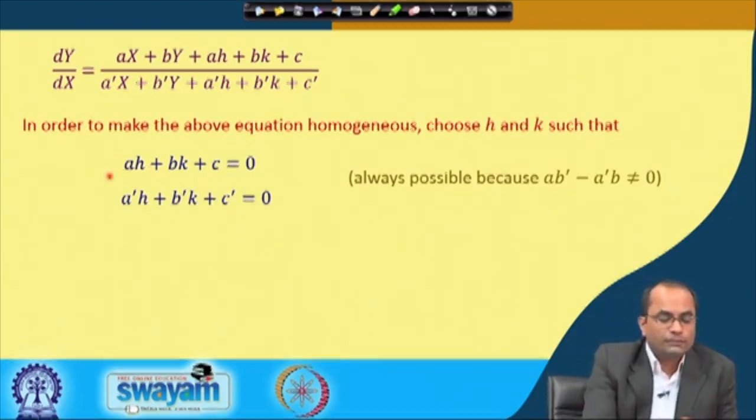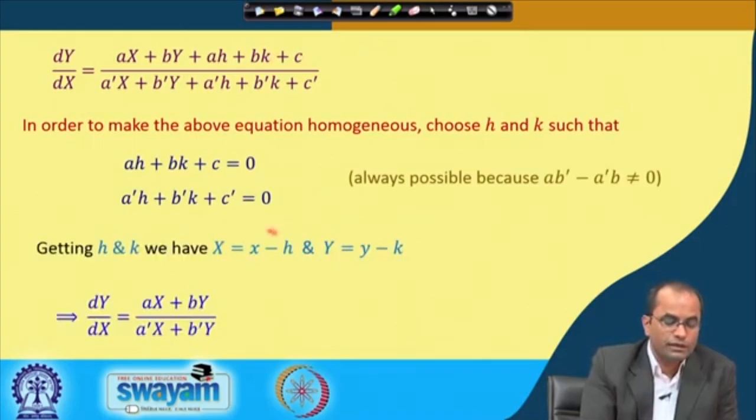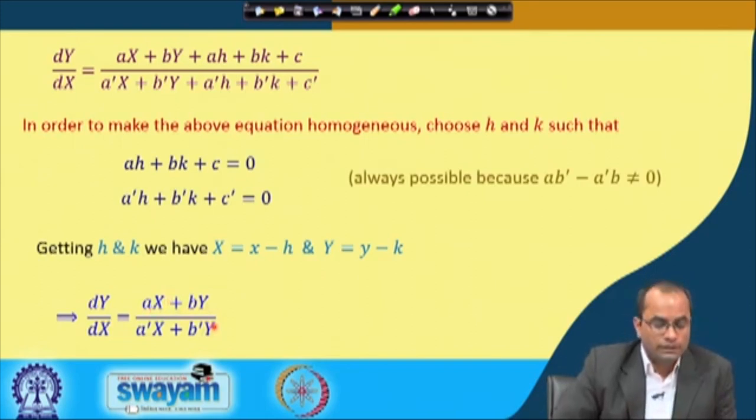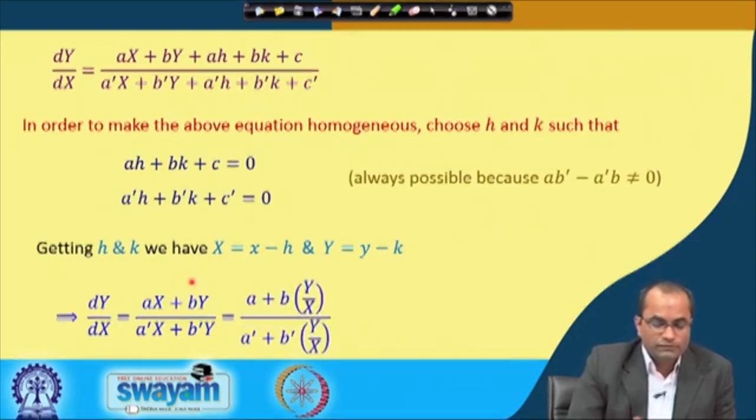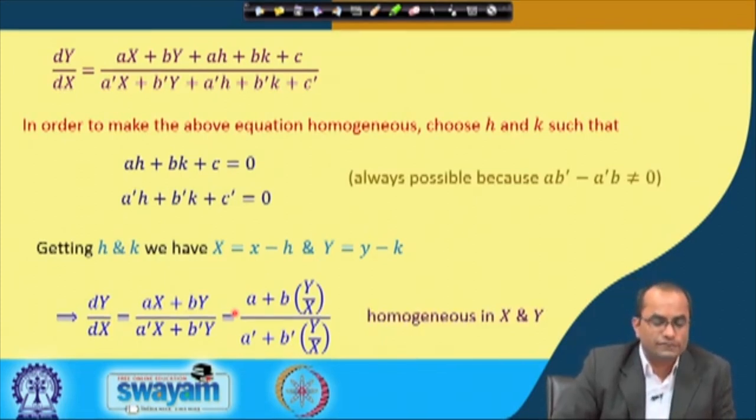So, here we get the values of h and k such that these terms vanish, and then we have these relations which we have already substituted. Our equation will now convert dY over dX into a X plus b Y over a prime X plus b prime Y. This is a homogeneous equation in X and Y, which we can write in the Y over X form and solve using the technique which we have discussed earlier.